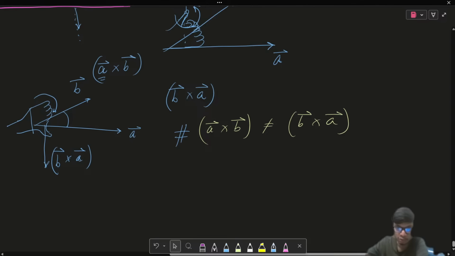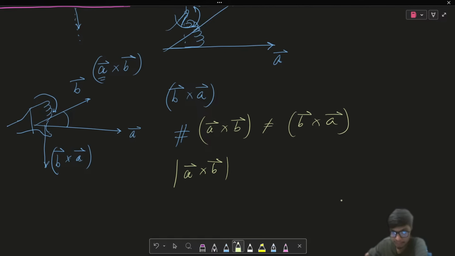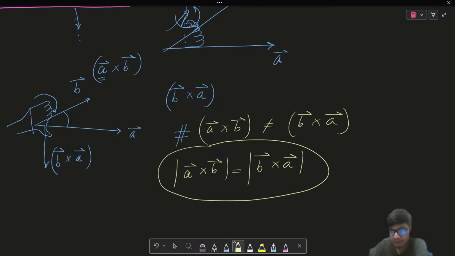However, if I'm interested only in the magnitude, then the magnitude of A vector cross B vector is basically equal to the magnitude of B vector cross A vector. Is this part clear? By magnitude, this particular thing is equal because the angle is the same, but the vector direction differs. Therefore, the vector result is different. The magnitude remains the same, the vector result being different. I hope this is clear to all of you.